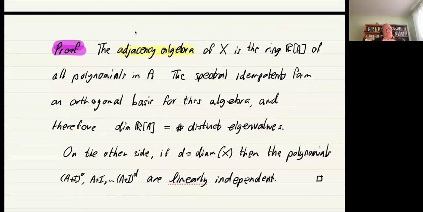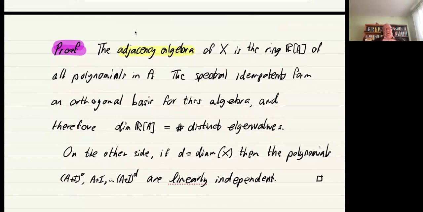The adjacency algebra of a graph is the set of all real polynomials in the adjacency matrix. There's a complex version too, but we don't need that now. So it's a ring of polynomials in A. Now it's an algebra because it's a vector space over the reals. Not that that matters too much. So when I say algebra, I'm thinking of a vector space over the reals that contains the identity and has a natural multiplication. The spectral idempotents of A form an orthogonal basis for this algebra.